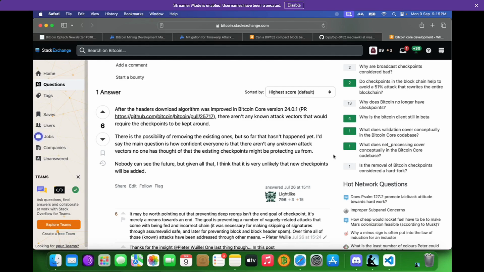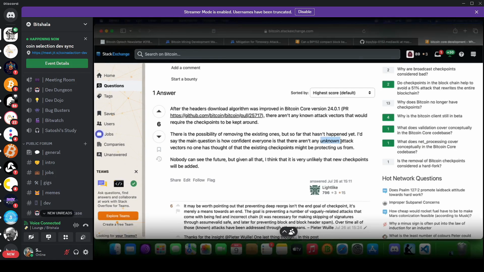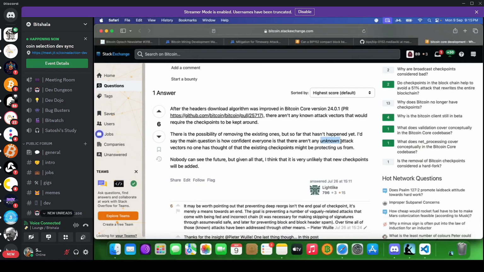But you never know. Nobody can be sure that there's no unknown attack, right? What's the known attack? Why do we need checkpoints? A known attack is that somebody could rewind the blockchain by 10 years. We believe that is infeasible. The amount of computation power and work that would require is exponential. So we believe Bitcoin is now safe and, quote unquote, immune, or at least it is infeasible for somebody to roll back the chain by 10 years.